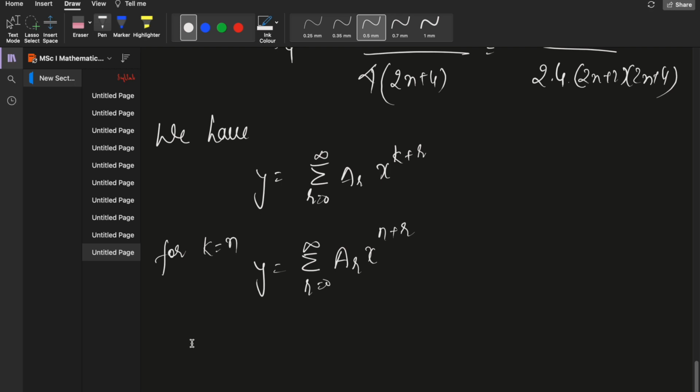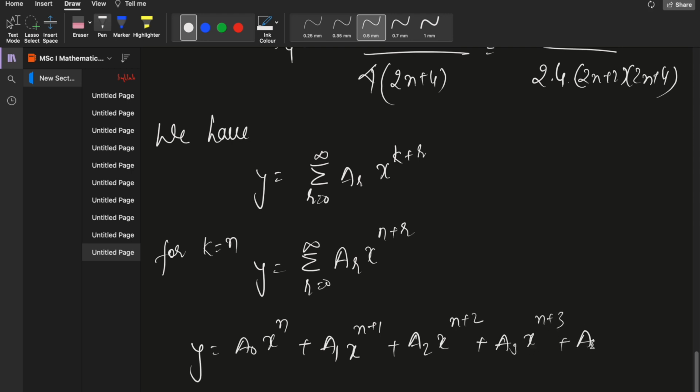If we expand this summation form, so y becomes here how much? For a0, this is a0, and this will give me x to the power n. Then after a1, x to the power n plus 1. Then after a2, x to the power n plus 2. Then after a3, x to the power n plus 3. Then after a4, x to the power n plus 4, and so on.